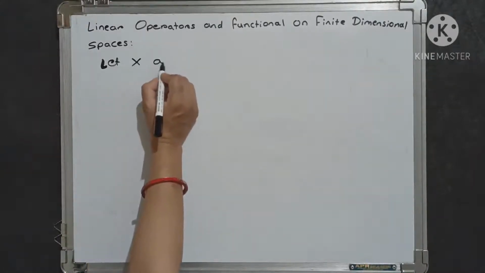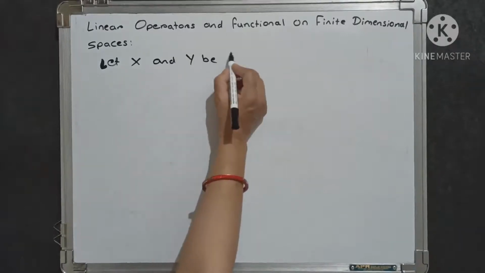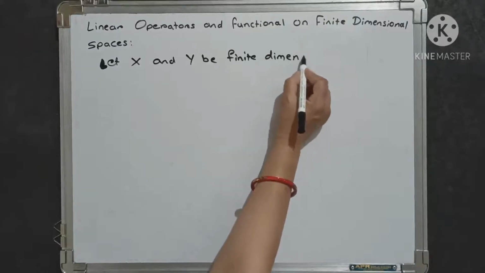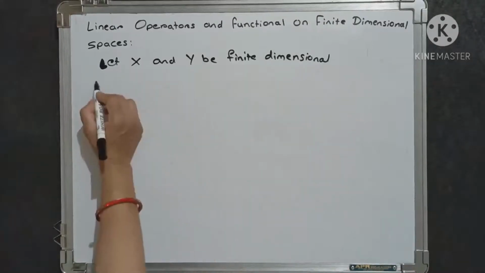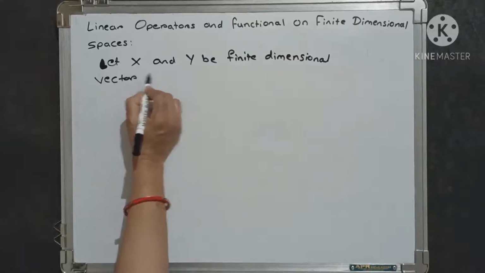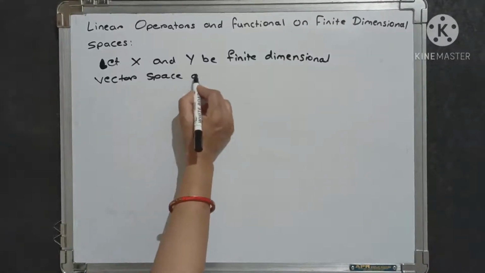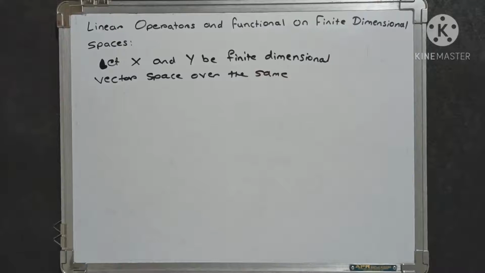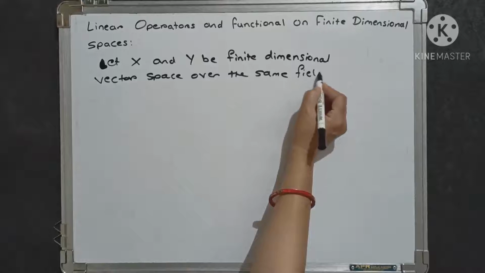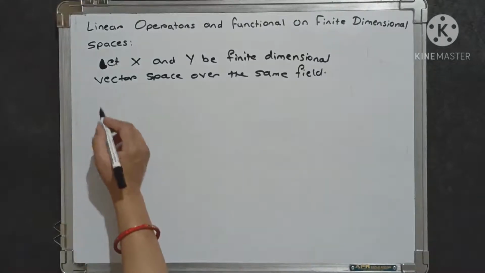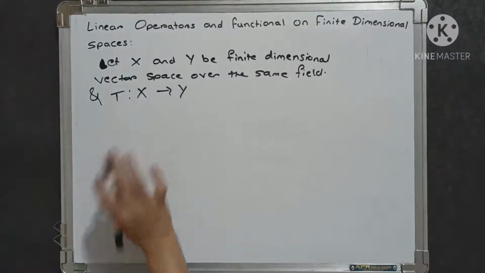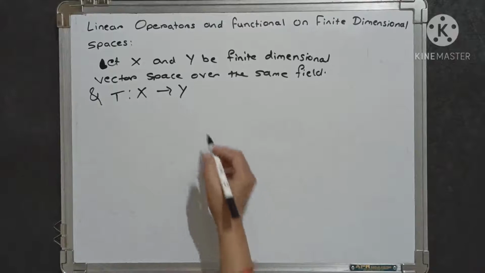Let capital X and capital Y be finite dimensional vector spaces over the same field, and let capital T, from X to capital Y, be a linear operator.